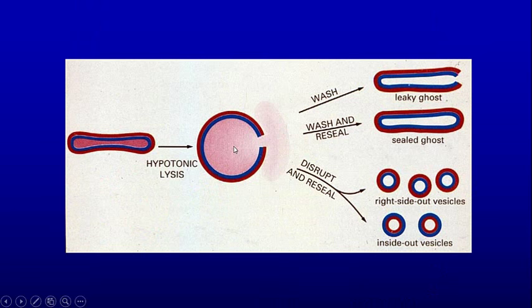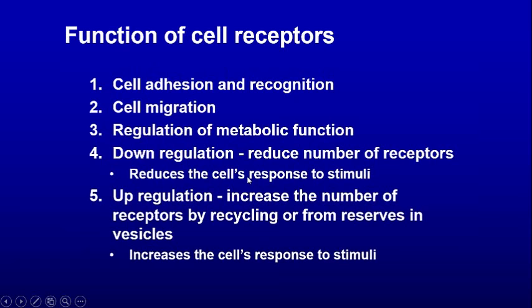Now, if you take a red blood cell and put it in water, it will pop and the hemoglobin will go from it, and you're just left with a leaky ghost. And that will seal itself because membranes seal. But if you disturb it, like sonicate it, sometimes you can get right side out vesicles and then inside out vesicles. So they can be flip-flopped, and that allows you to study the inside or outside of the membrane.